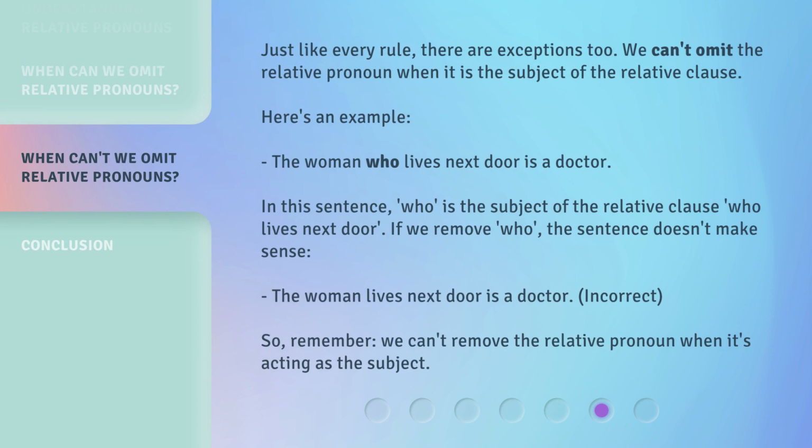Just like every rule, there are exceptions too. We can't omit the relative pronoun when it is the subject of the relative clause. Here's an example. The woman who lives next door is a doctor. In this sentence, who is the subject of the relative clause, who lives next door. If we remove who, the sentence doesn't make sense. The woman lives next door as a doctor. Incorrect. So, remember, we can't remove the relative pronoun when it's acting as the subject.